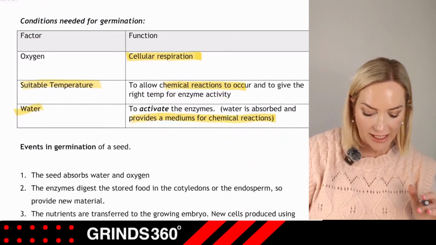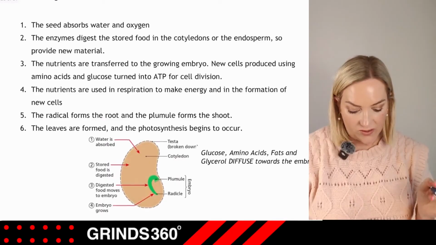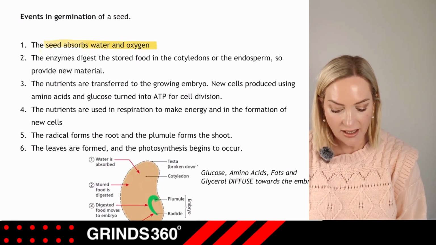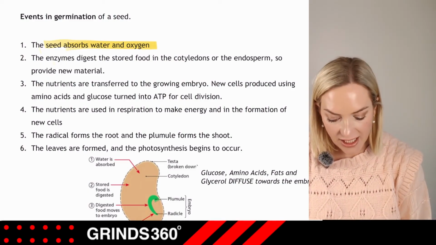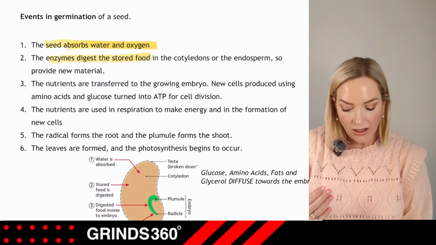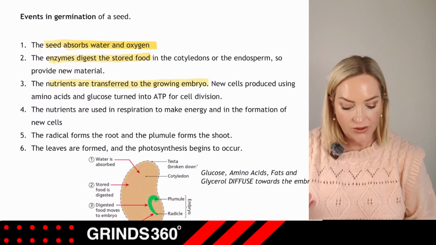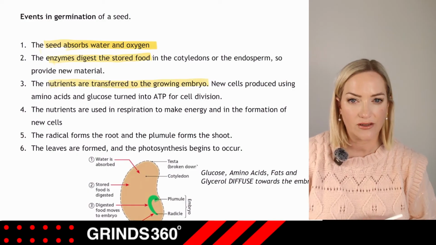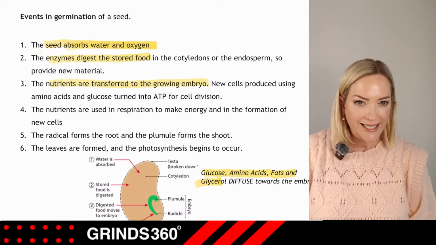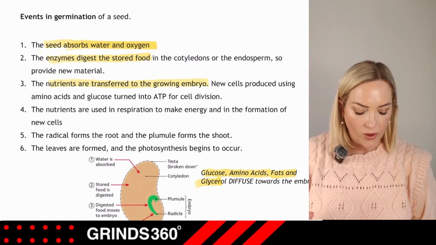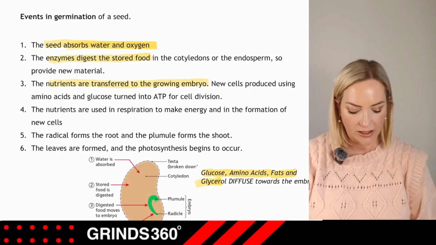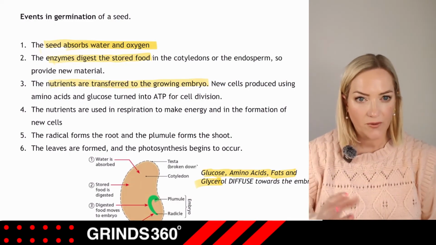Now, events in germination in a seed, which is just sort of what I talked about there, is the seeds absorb the water and the oxygen. So your enzymes digest the food stored, okay, within the cotyledons or the endosperm. The nutrients are going to be transferred to the growing embryo. So what are the nutrients? So the nutrients could be glucose, amino acids, fats, and glycerol. So these are the products. What were the substrates? Glucose from starch, amino acids from proteins, fatty acids and glycerol from lipids.